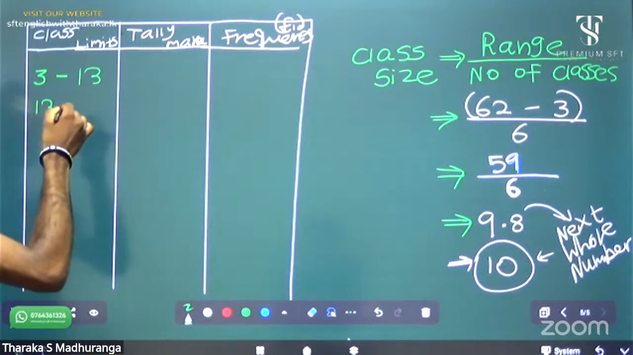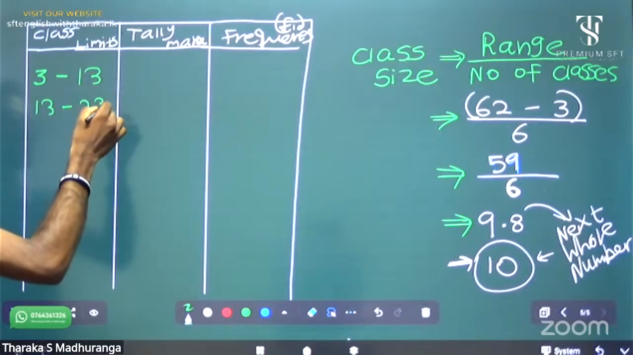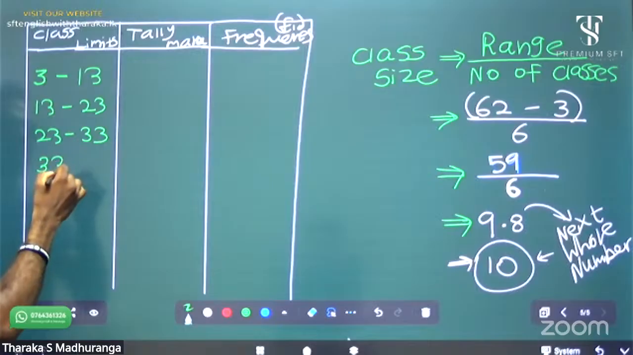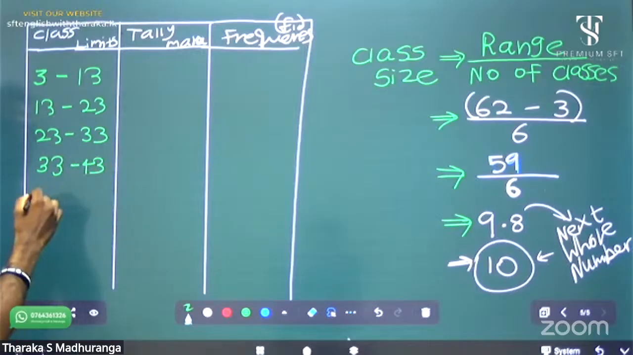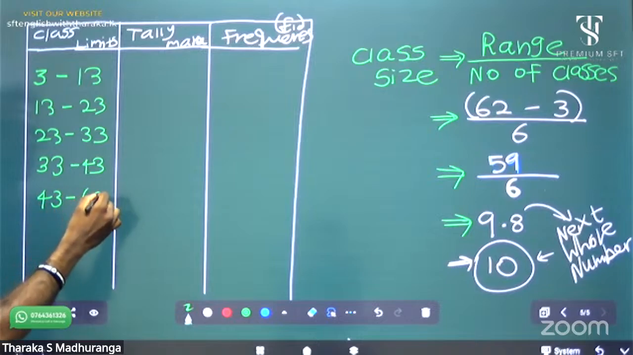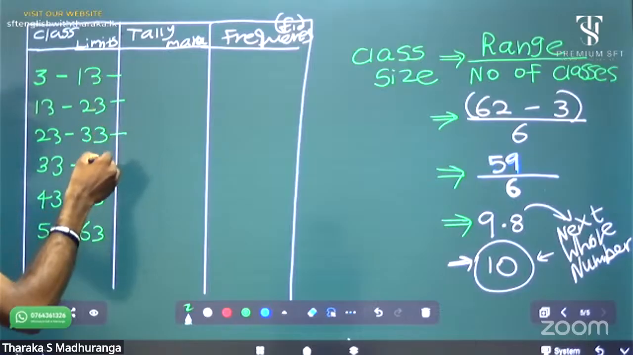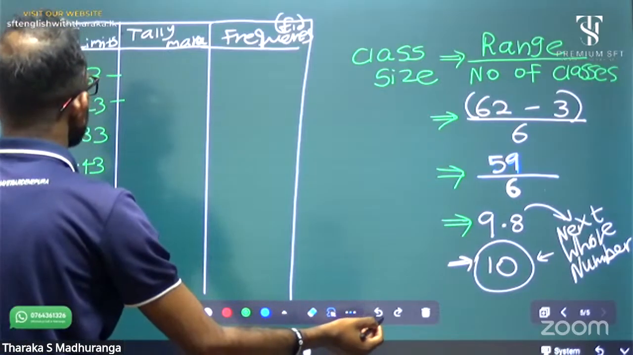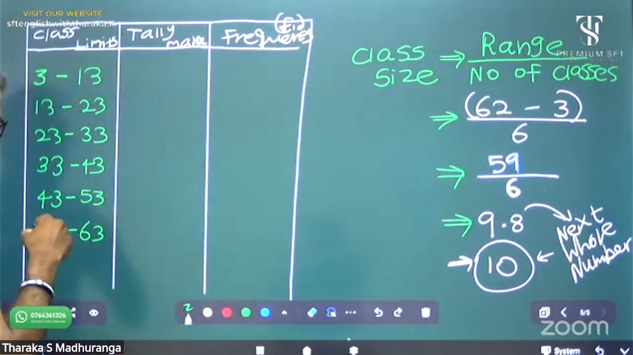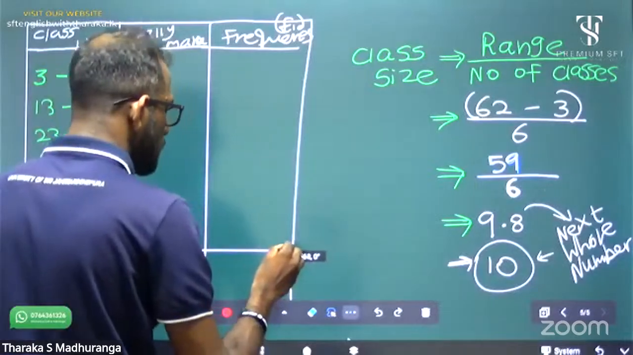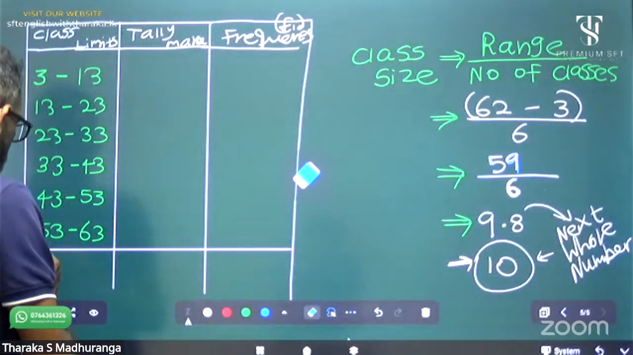Therefore, starting from 13 again. 13 plus 10, 23. Again starting 23, 33. 43. 53. 63. 1, 2, 3, 4, 5, 6. 6 classes complete. And what is the final data? Maximum 62. I got up to 63 with no issue. Now the table is completed.